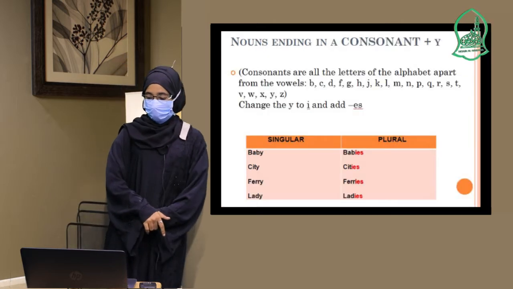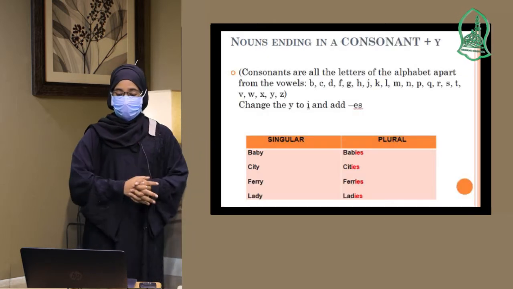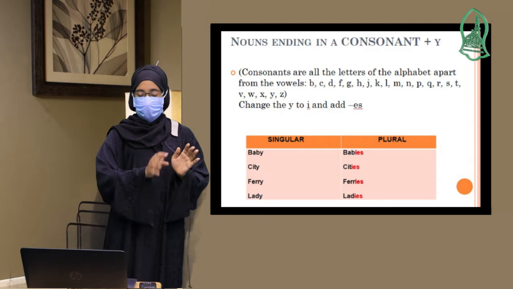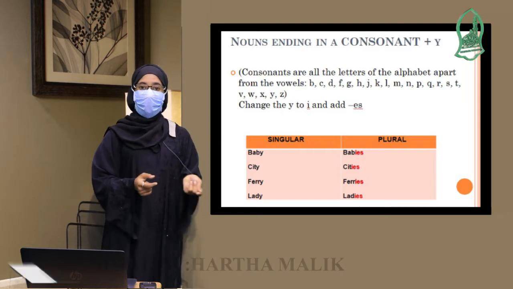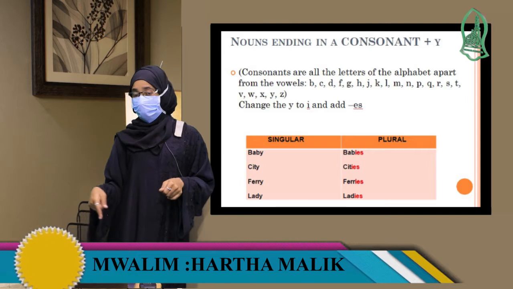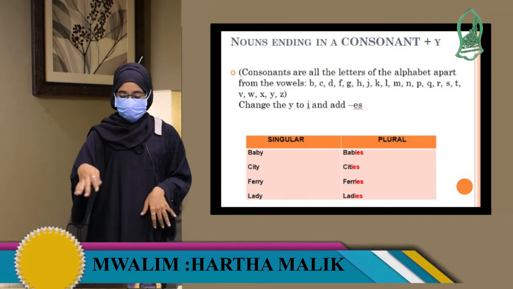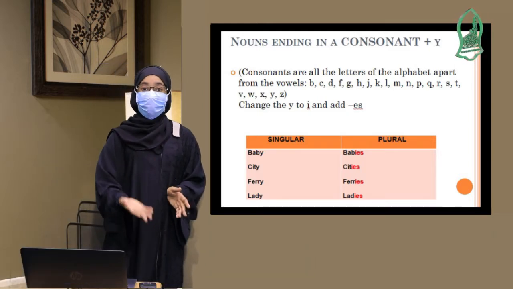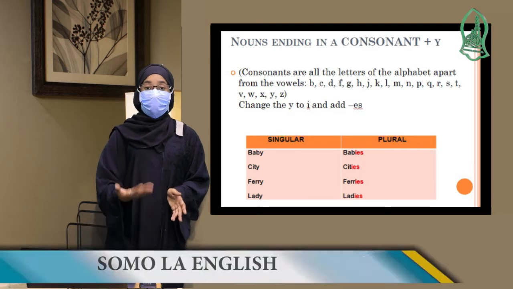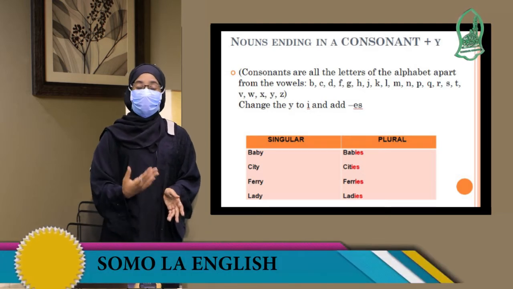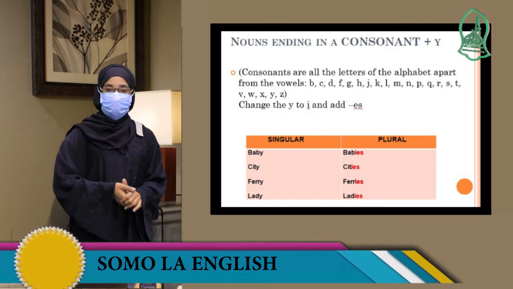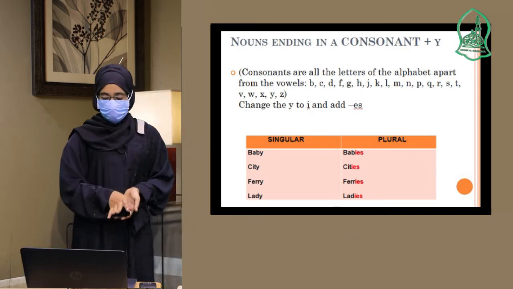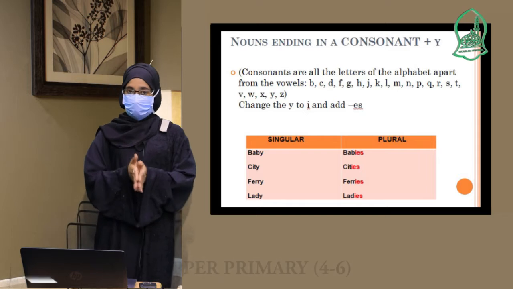Okay, the next rule is those nouns that are ending in consonant plus y. Do we know consonant? Consonants are all letters except A, E, I, O, and U in the alphabet. So the others we have B, C, D, F, H, J, K, L, M, N, P, Q, R, S, T, V, W, X, Y, Z. Those are the consonants. So if you see any word that are ending with consonant plus y, what are the rules? The rule is the following.